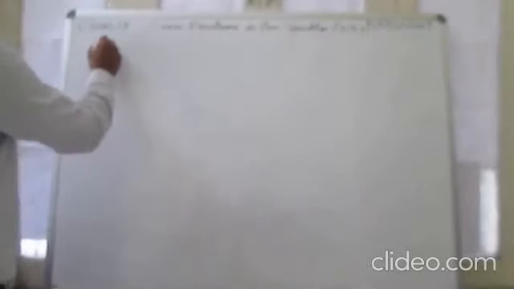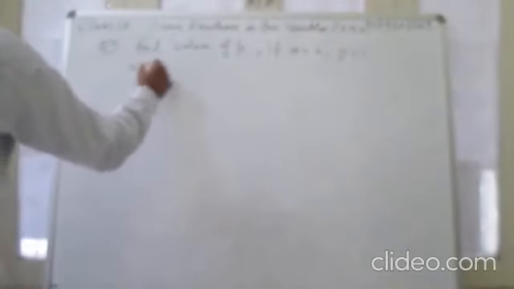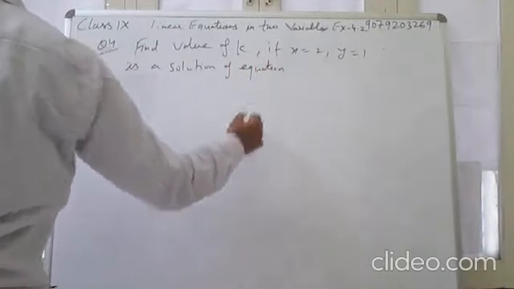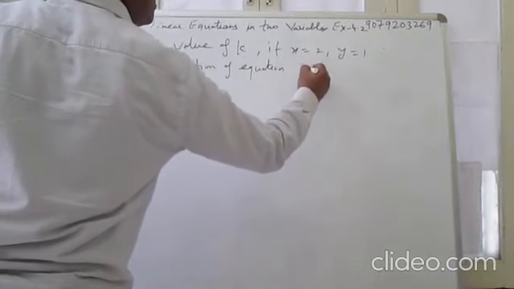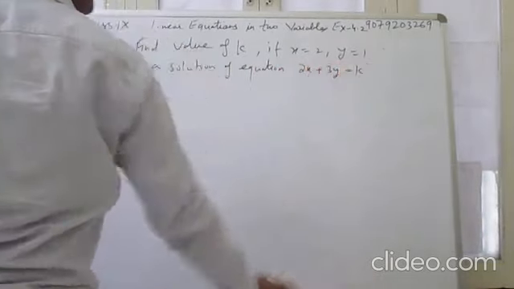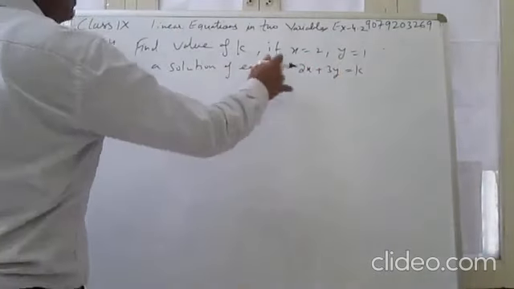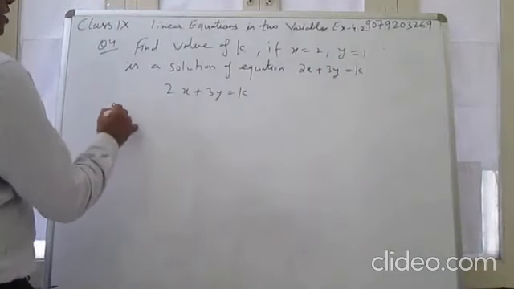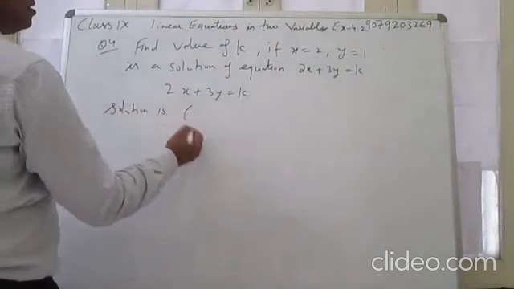Question 4. Find the value of k if x is equal to 2, y is equal to 1 is a solution of the equation 2x plus 3y is equal to k. See here, this is the equation 2x plus 3y is equal to k. So its solution is given to you.